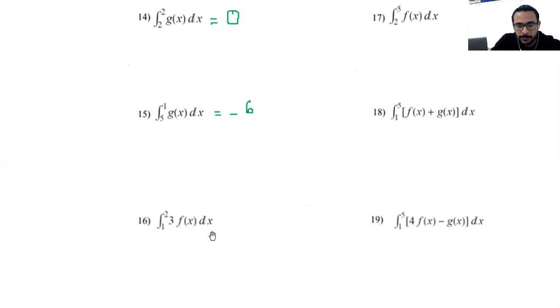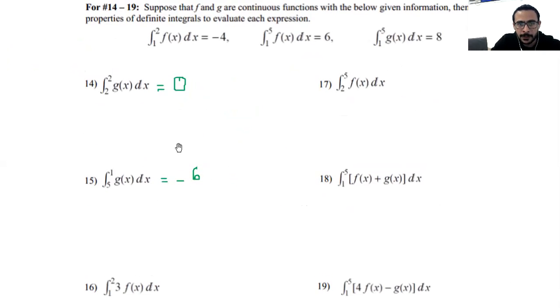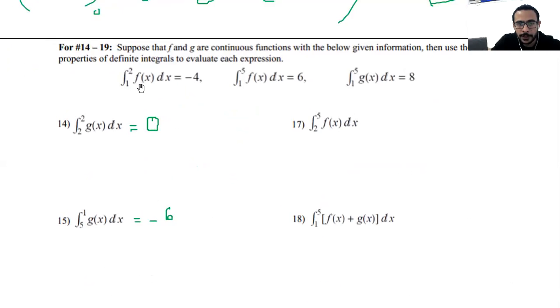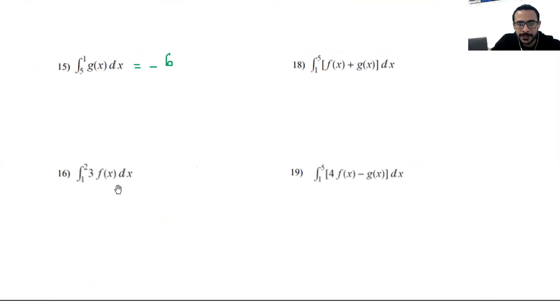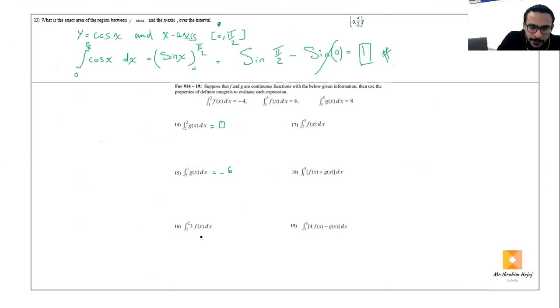Now, number 16. You have from 1 to 2 of 3f of x. It's given that from 1 to 2 of f of x only is negative 4. So you just multiply the 3 by negative 4. This 3 is a constant, I leave it as 3, and the value of the integral from 1 to 2 of f of x dx is negative 4. So your answer is negative 12.